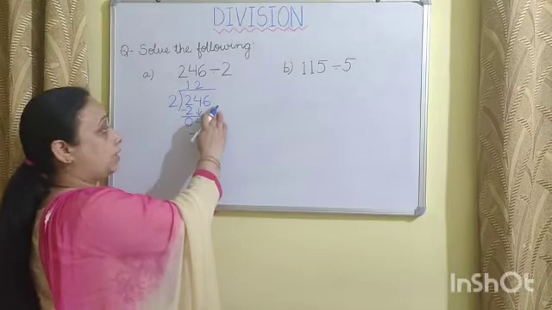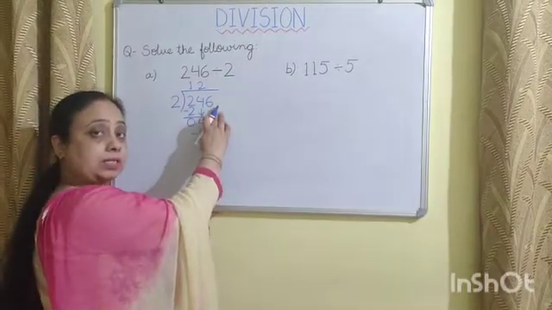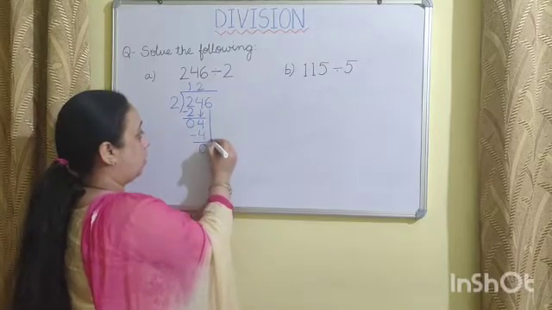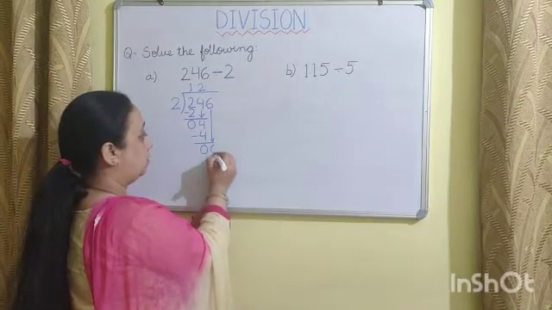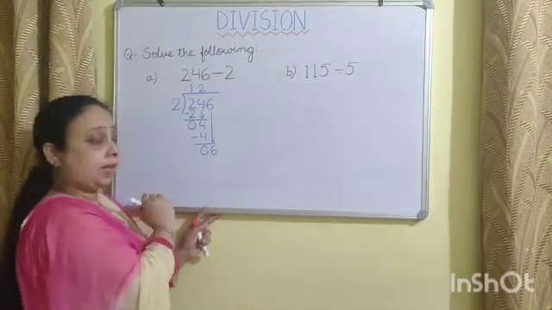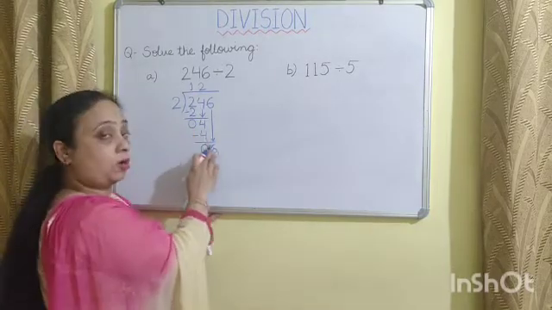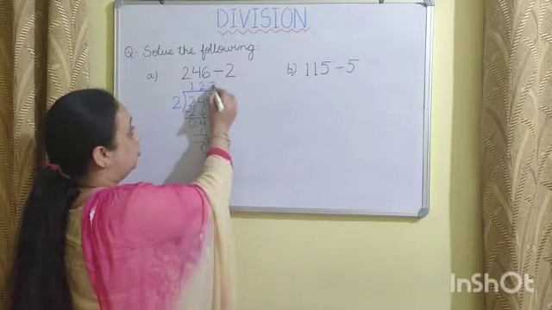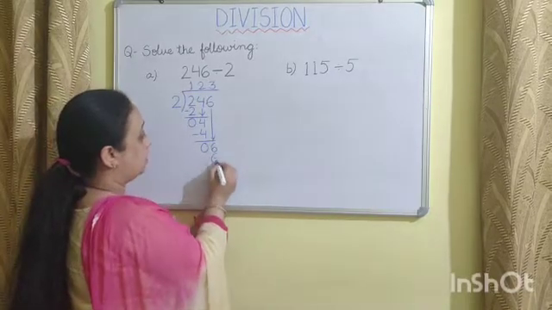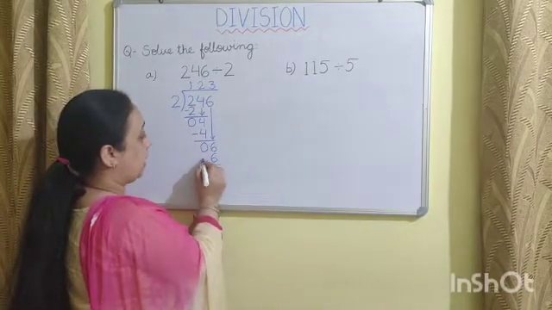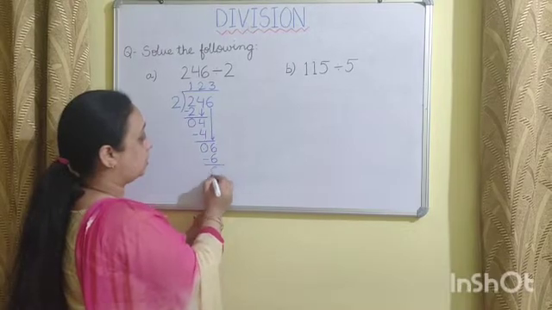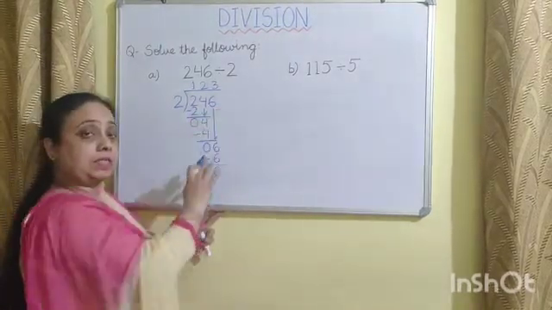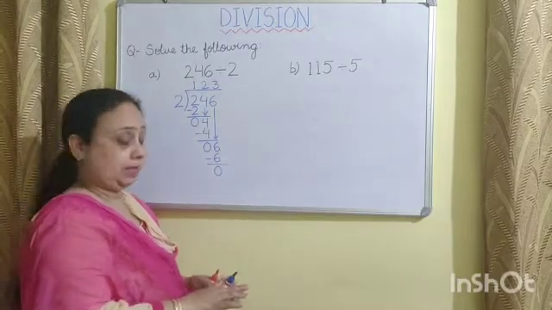Now we are left with 6. So our third step will be to copy down this 6. We'll copy down this 6 here. And then we'll read the table of 2 till 6. 2 3s are 6. We'll subtract this 6. 6 minus 6 is 0. Now we have no digit left here. That means our division is complete.